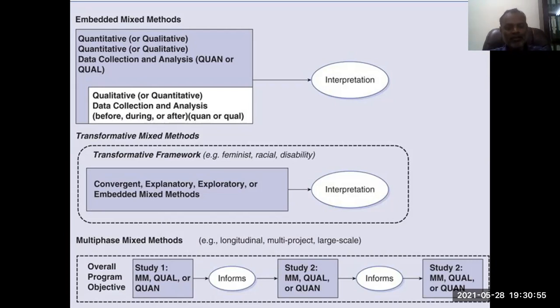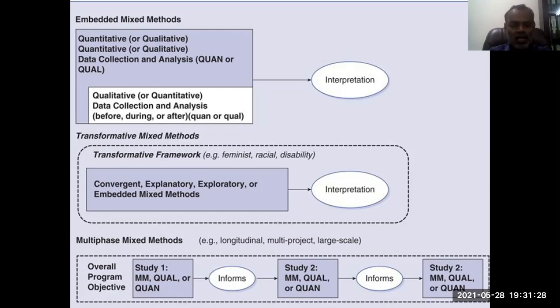Then multi-phase mixed method. If you are involved in a longitudinal study or a multi-project or large-scale project, maybe you are doing your evaluation, the baseline study this year. Maybe you are doing a midterm study in another 3 years' time. Then you are doing an end evaluation after 5 years. In this kind of situation, you can use multi-phase mixed method research. That's why the examples given here are longitudinal, multi-project, or large scale. So you can take the overall program objective.